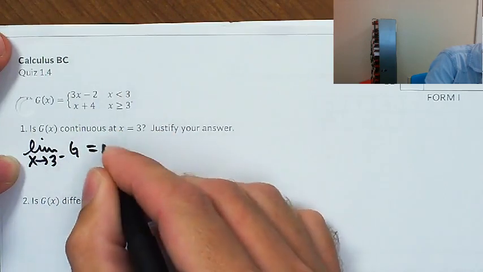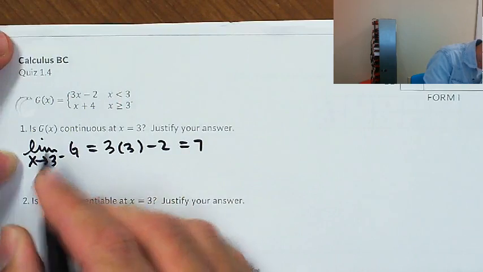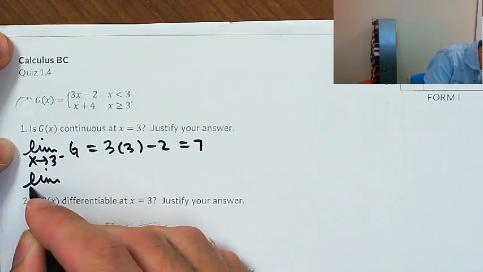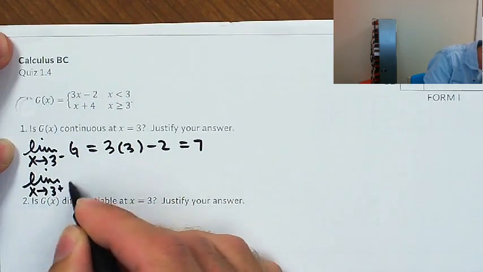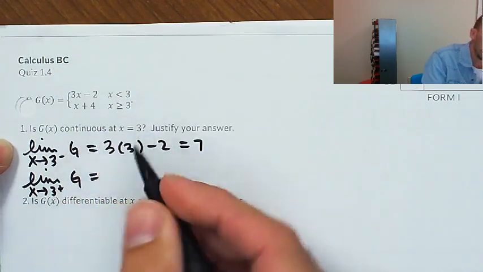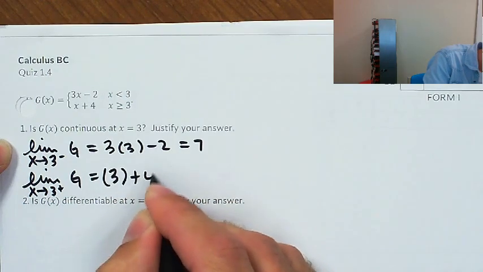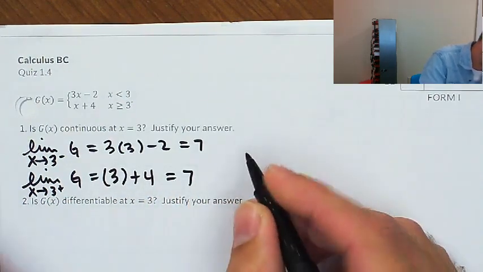That's going to be 3 times 3 minus 2, which is equal to 7. Then I'm going to consider the limit as x approaches 3 from above. Okay, I'm going to get that from where x is bigger than or equal to 3. x plus 4, that's 3 plus 4. That's also equal to 7.